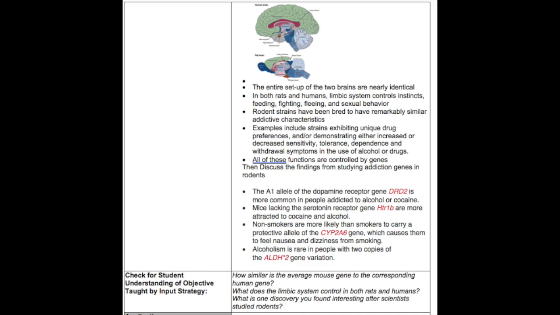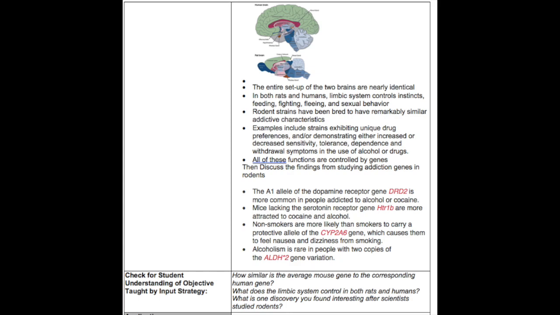I will talk about how mice and rats are used to study addiction and how they are very similar to humans. Below, you can see that I have a picture of a human brain compared next to a rat brain. Then I will talk about the specific genes that show where addiction happens, such as the dopamine receptor gene, what happens if mice are lacking serotonin, and how this reflects to humans.